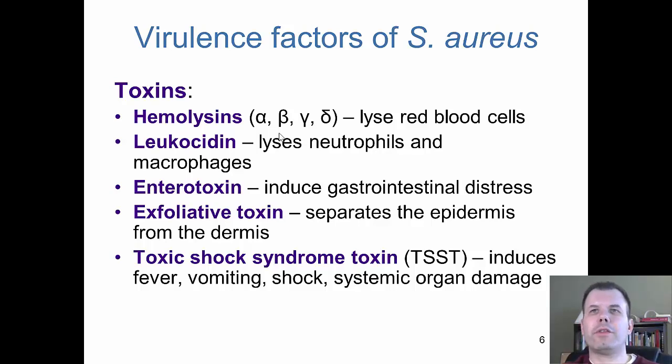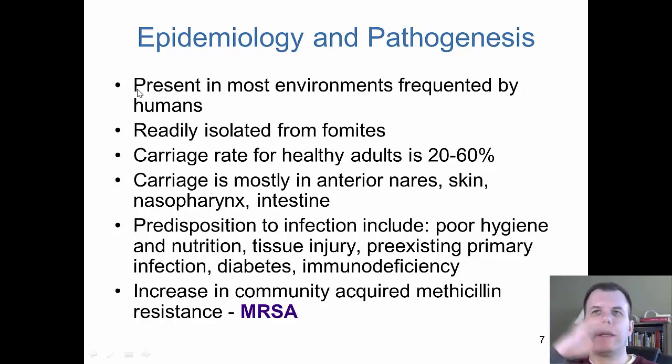Now, some other things that Staph aureus can do, getting into the pathology and epidemiology, again, it's a nasty bug once it gets under the skin. It's found in most environments frequented by humans, and it's found on the skin. So anywhere we have dust or human contact, we're going to leave staph behind. It's readily isolated from fomites, and you guys saw that when we did our first lab of the year, looking for organisms that grow over there. A lot of it was staph because we touch things and that's found in our skin.